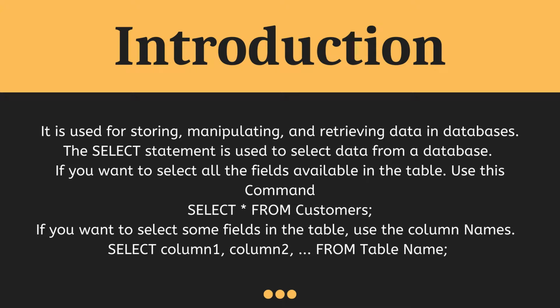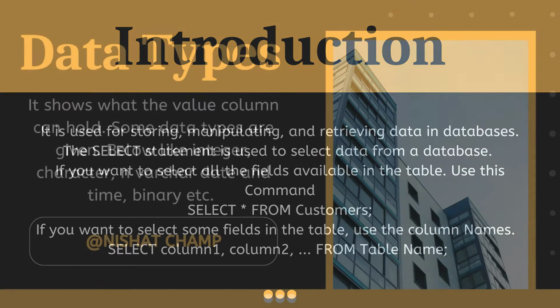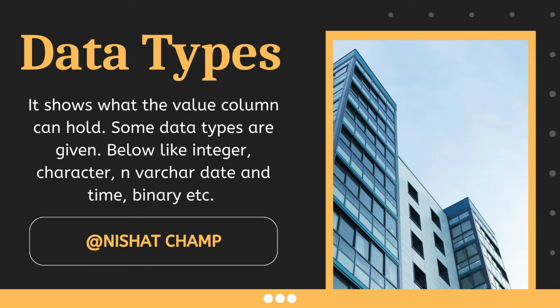If you want to select some fields in the table, use the column names. Select column 1, column 2 from table name. What are data types in SQL? They show what value a column can hold. Some data types are integer, character, nvarchar, date and time, binary, etc.